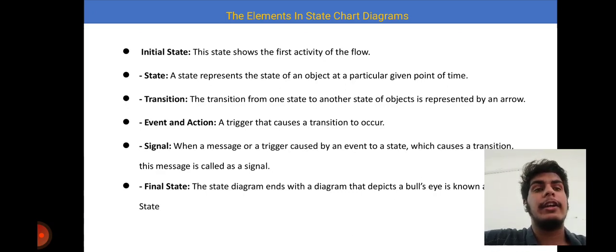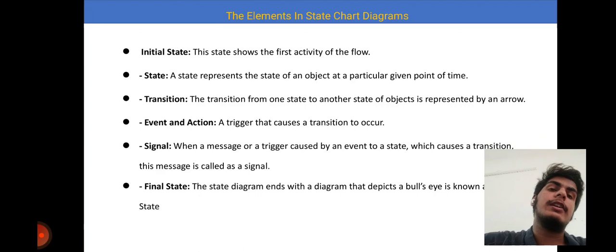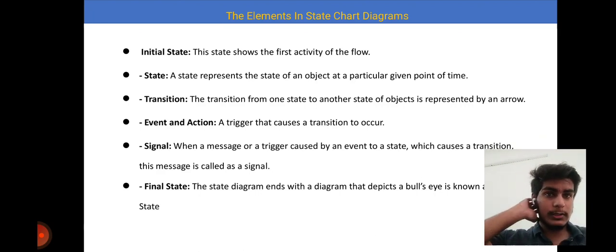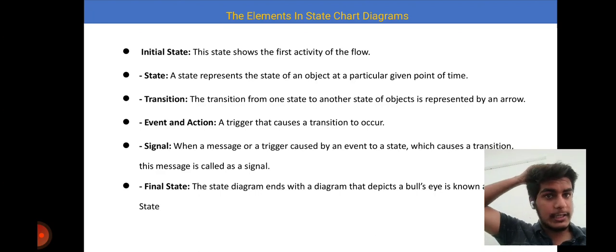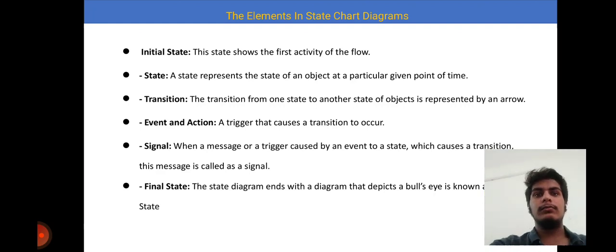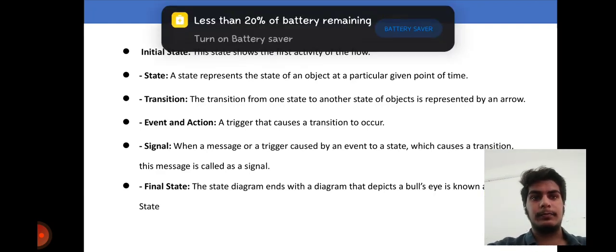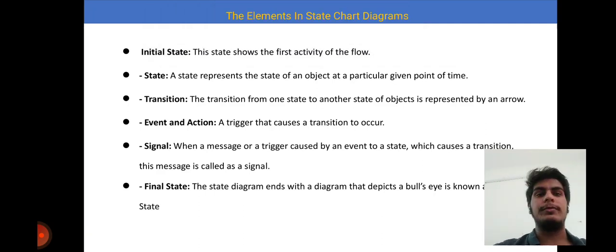Elements in state chart diagram. Initial state. This state shows the first activity of the flow. A state chart represents the state of objects at a particular given point of time. A transition from one state to another state of an object is represented by an arrow.